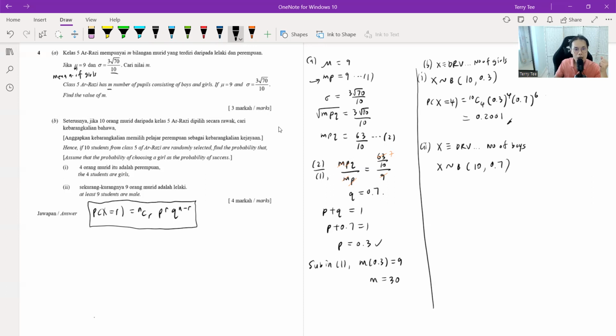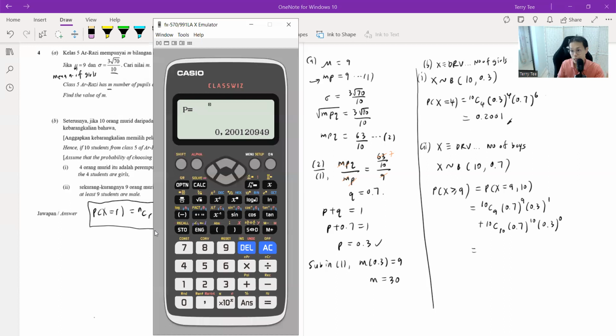Now, anyway, your X, you want at least 9 male. At least 9 male is greater equals 9. So greater equals 9 means we are talking about 9 and 10 because your maximum is 10. So here we can use 10C9, P is 0.7, power 9, Q is 0.3, power 1, right? Then you add with 10C10, 0.7 power 10, 0.3 power 0. Okay, you just add them up, get the answer.